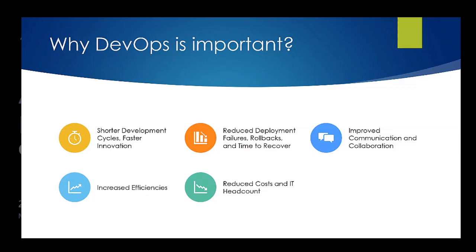And here are the top 5 reasons why the industry has been so quick to adopt DevOps principles. The first is shorter development cycles and faster innovation. What I mean is that with combined development and operations teams, the applications are ready for use much more quickly. This is important since companies succeed based on their ability to innovate faster than their competitors. The second is that it reduces deployment failures, rollbacks, and the time to recover.